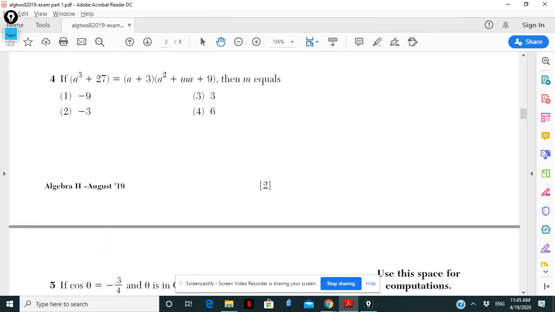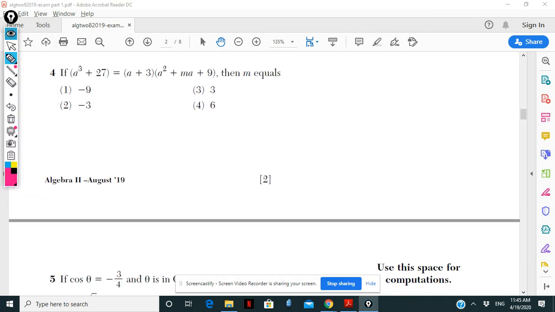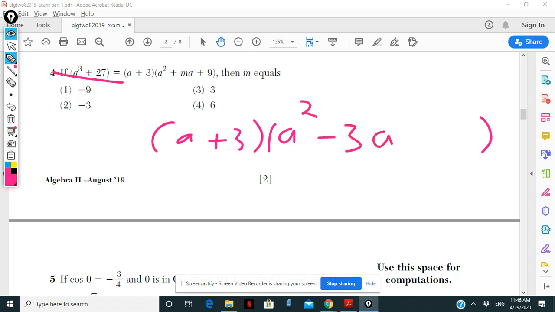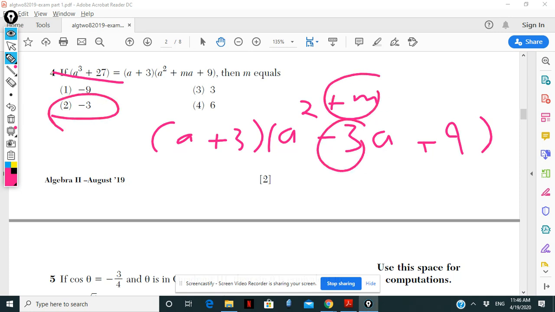Now, question number 4. If a cubed plus 27 equals (a plus 3) times (a squared plus ma plus 9), you want the value of m. So that's a sum of two cubes, so it's a plus 3, taking the cube roots, square the first, a squared, first times second with opposite sign, so negative 3a, and square the last, positive 9. Now if you compare, m is equal to negative 3, so the answer is 2.